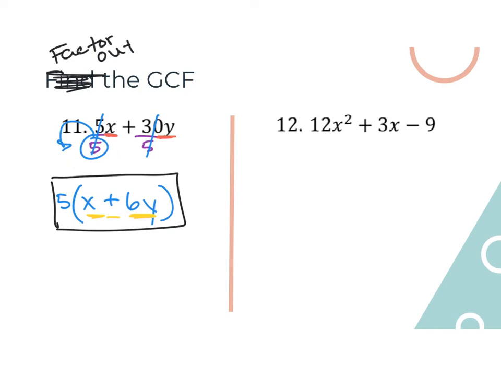All right, let's do number 12. In number 12, the number parts are a 12, a 3, and a 9. So what can I take out of 12, 3, and 9? I can divide out a 3. 3 is what's in common there.